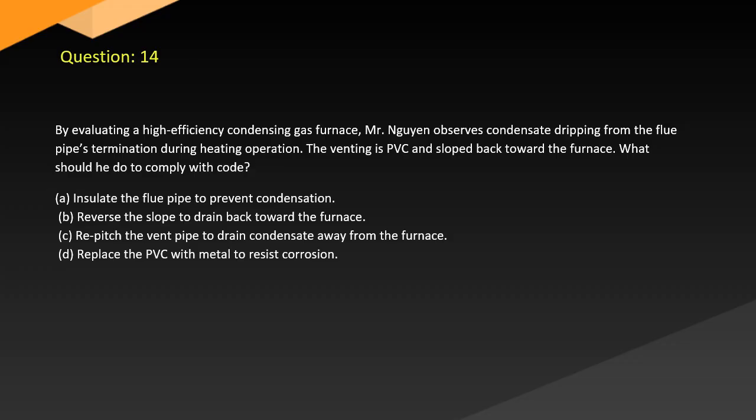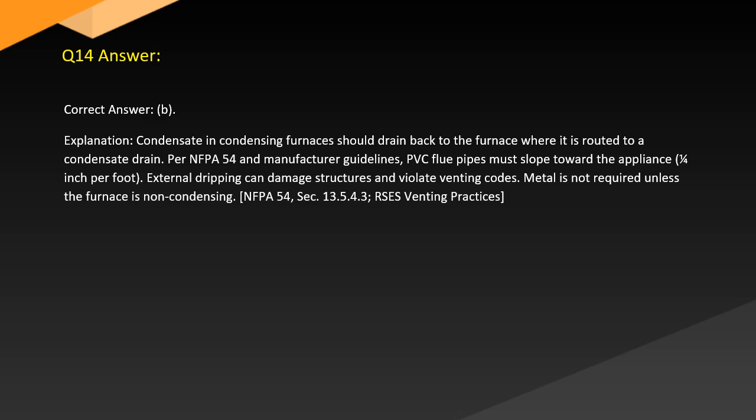Answer. Correct answer, B. Explanation. Condensing furnaces should drain back to the furnace where it is routed to a condensate drain. Per NFPA 54 and manufacturer guidelines, PVC flue pipes must slope toward the appliance 1 inch per foot. External dripping can damage structures and violate venting codes. Metal is not required unless the furnace is non-condensing. NFPA 54 Sec 13.543, venting practices.